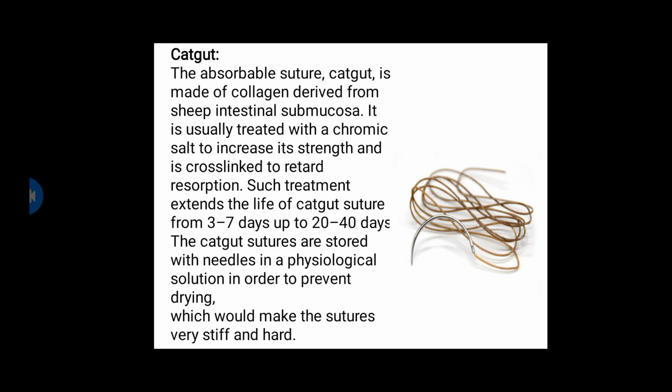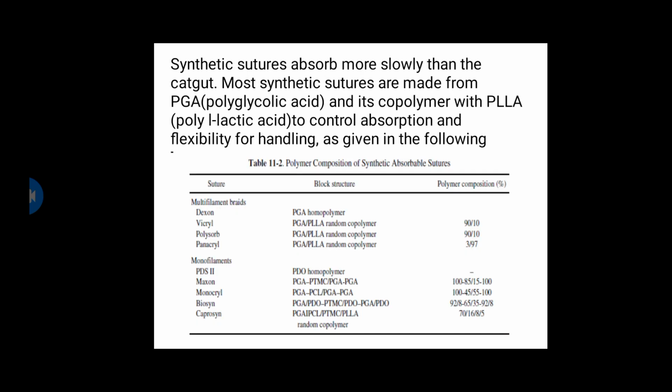Such treatment extends the life of catgut suture from 3 to 7 days up to 20 to 40 days. The catgut sutures are stored with needles in a physiological solution to prevent drying and also to make the sutures very stiff and hard. In the picture itself, we can see the suture is placed along with the needle.